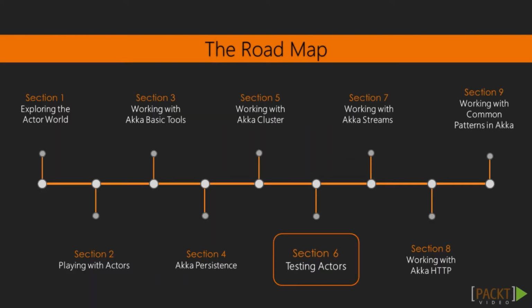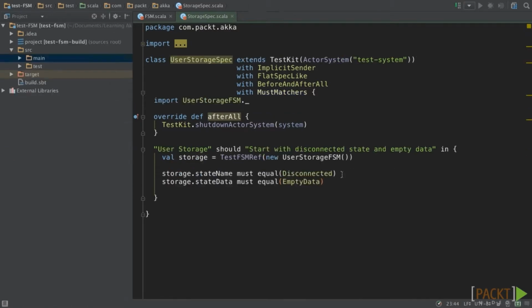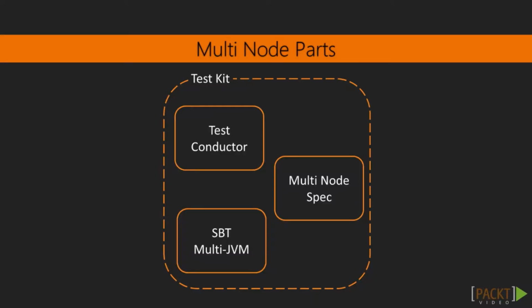In the next section, we will talk about different styles to test actor business logic. We will test a basic actor, parent-child actors, finite state machine, and multi-node.